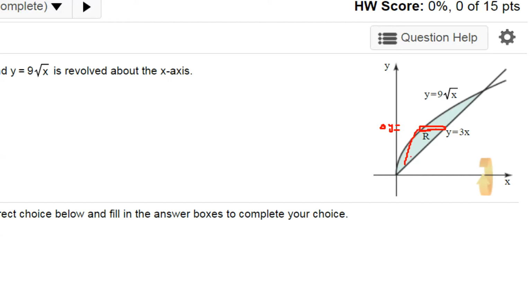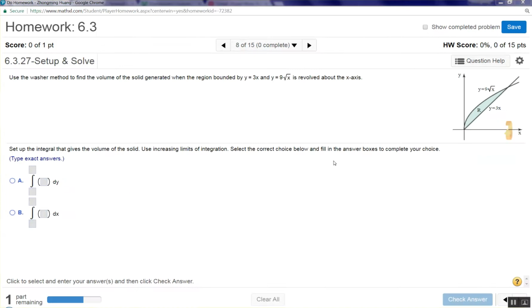So let's try. Well, obviously, if you rotate this slice, it's not going to be a washer. It's more of a cylindrical shell, right? So this is what we would expect if this horizontal slice is rotated about the x-axis. So that means we should rule out the delta y, the dy. So we cannot do that one. We have to do the dx.